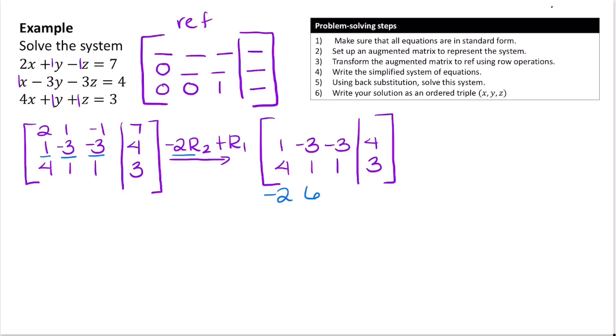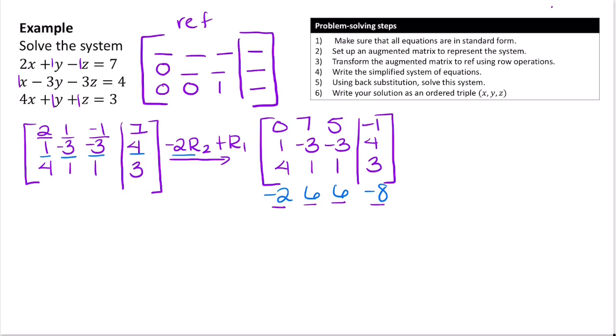-3 times -2 is 6 again, and then 4 times -2 is -8. So now let's add these values to the elements of row 1. 2 plus -2 will be 0. 1 plus 6 will be 7. -1 plus 6 will be 5. And 7 plus -8 will be -1.